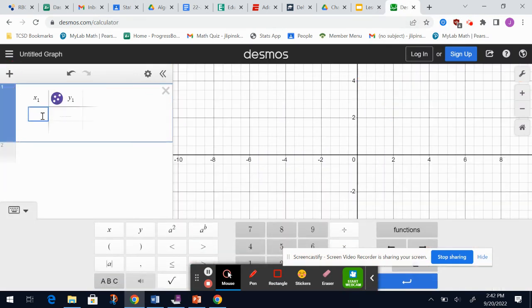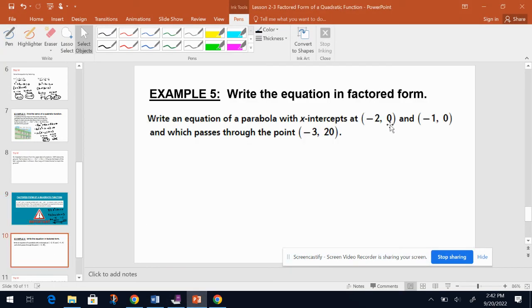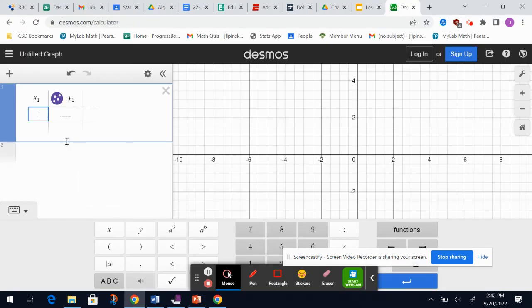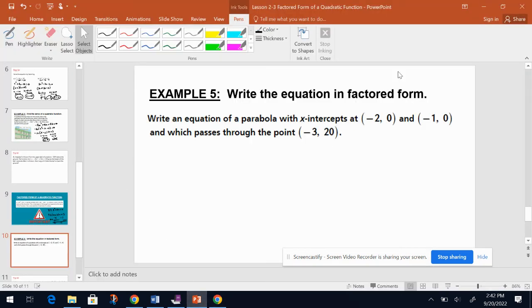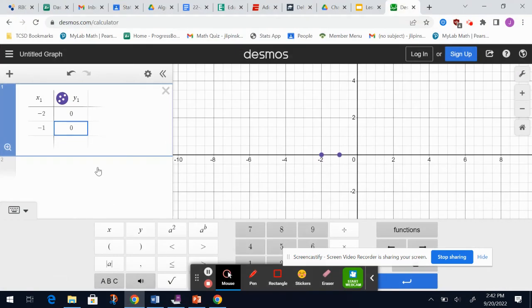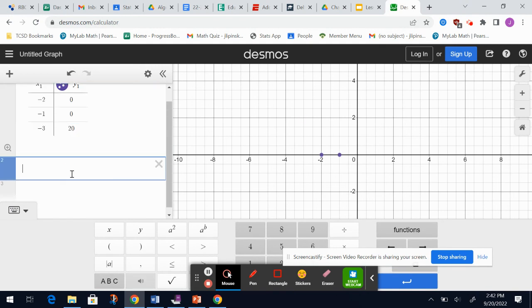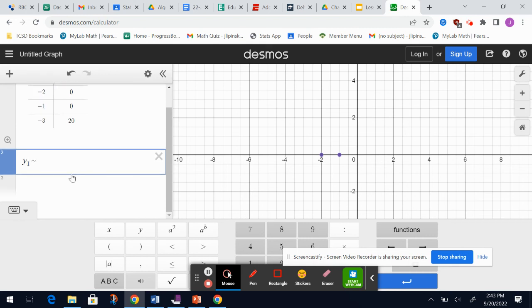I go to a blank table. I'm going to enter those values into the table. So I'm going to enter in (-2, 0), (-1, 0), and I think it was (-3, 20). Okay, it doesn't matter the order that you put them in. So (-3, 20). And I'm going to put down here my little y1, the little tilde, a x1 squared plus b x1 plus c.